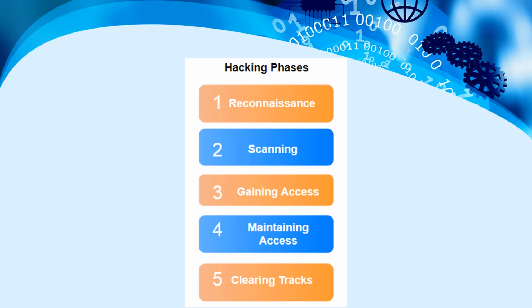Once the access has been gained, the real attacker may want to maintain the access, whenever he wants to connect back to the target or get some data from the target. In those cases, he wants to maintain the access. For maintaining the access, the attacker may inject some malicious code into the target, like spywares or keyloggers, through which the attacker can continuously maintain the access to the target. And the final phase is clearing the tracks.